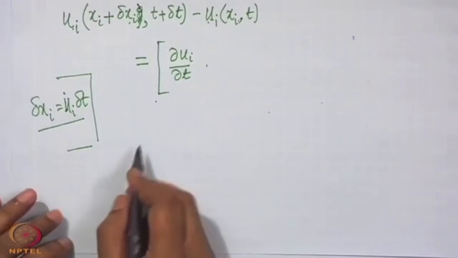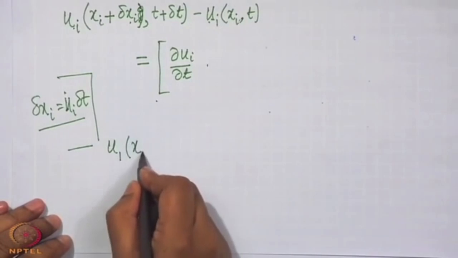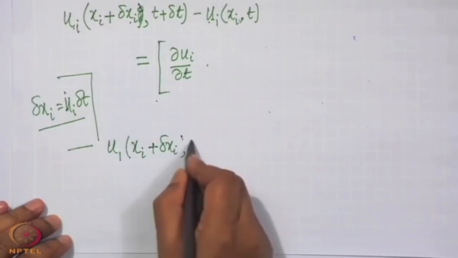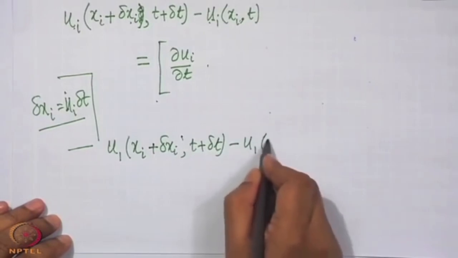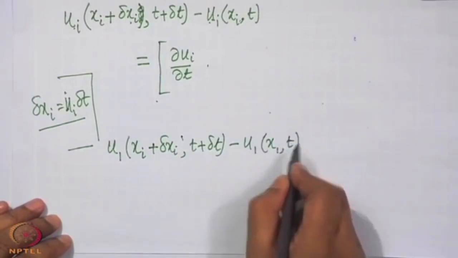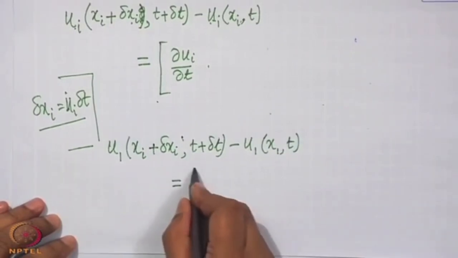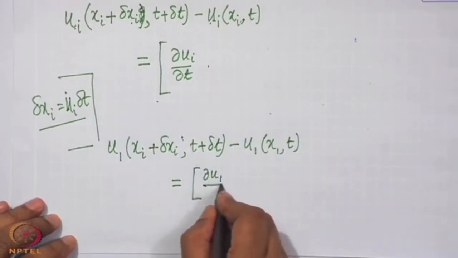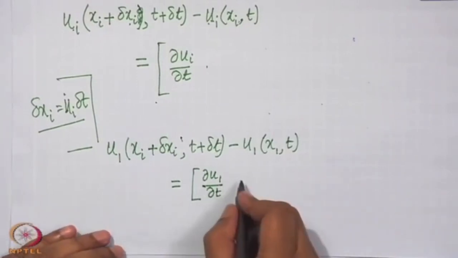We will fill in this later. First write it for, say, u1: u1 at x_i plus delta x_i, t plus delta t, minus u1 at x_i, t, will be du1/dt. See, this delta t I am not writing; why, we will come to it later.